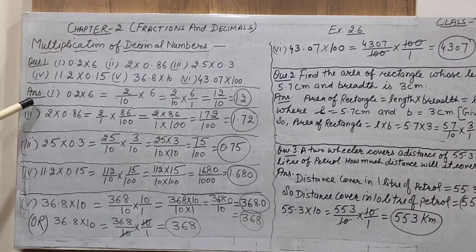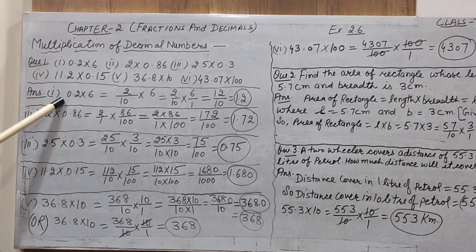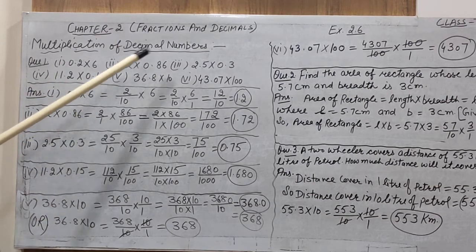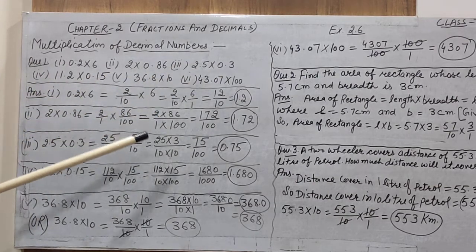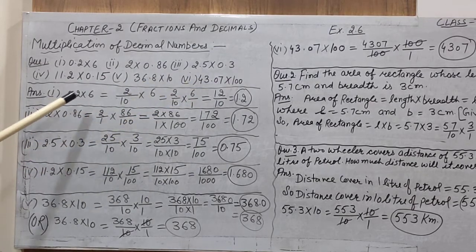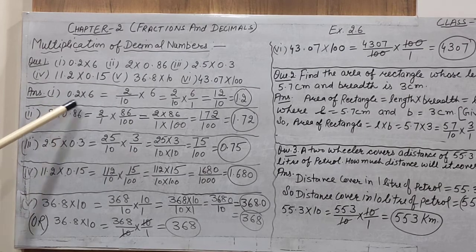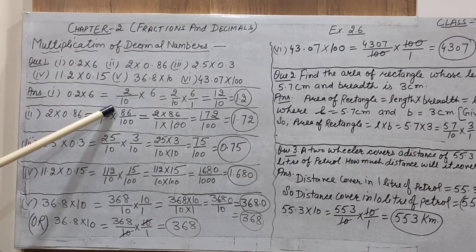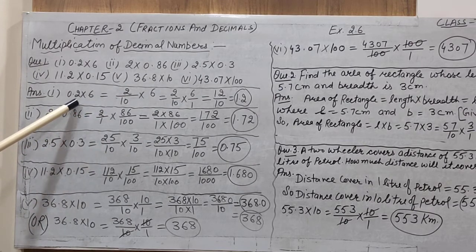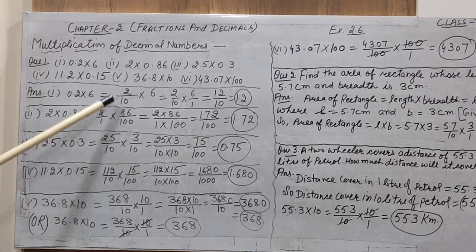Now let us start the basic concept of the multiplication of decimal numbers. First of all, when we have to multiply any decimal number with a whole number, or with a decimal number, or a decimal number with 10 or 100, the basic concept is we have to change the decimal numbers into fractional numbers. As I told you yesterday, we can change a decimal number into a fractional number.